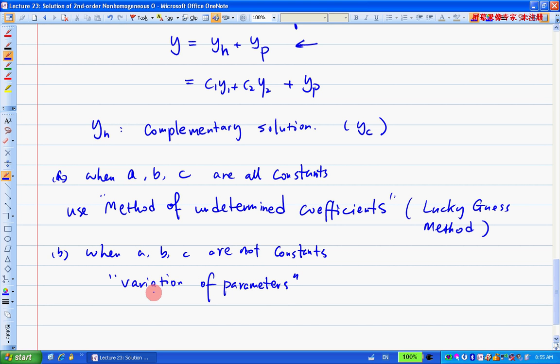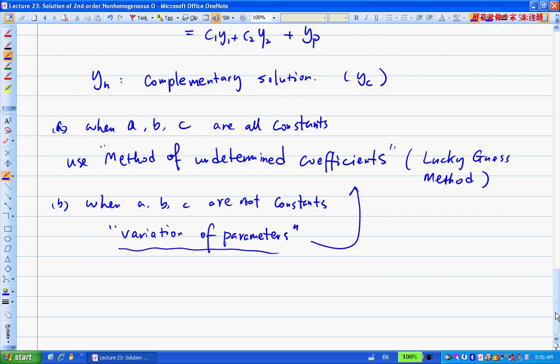So when they're not constant, you can use this method here. As a matter of fact, this one can also be used for the first case. If they're all constant, you can still use variation of parameters, but usually this involves a little more calculation, which is more suitable for the second case. So let's look at case A, when A, B, C are all constants.